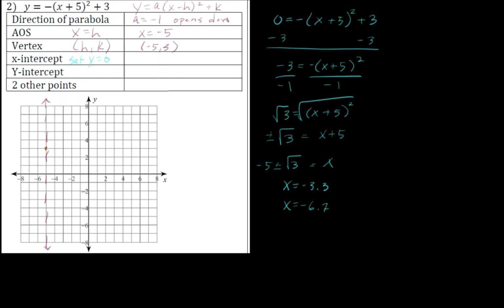So my x-intercepts are going to be (-3.3, 0) and (-6.7, 0). Let's go ahead and plot those. Here's my vertex, (-3.3, 0), which is right here, and (-6.7, 0), which is somewhere here. And guys, I can actually make my parabola now. I don't need 2 other points, except for those. I can write those as my 2 other points.